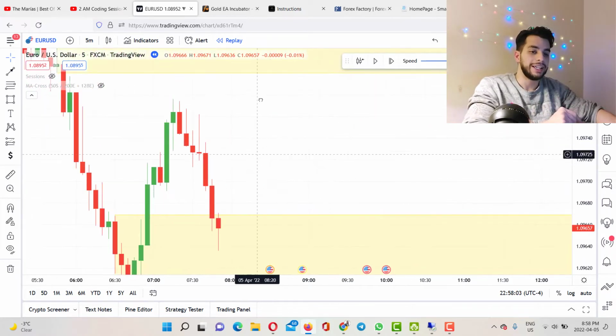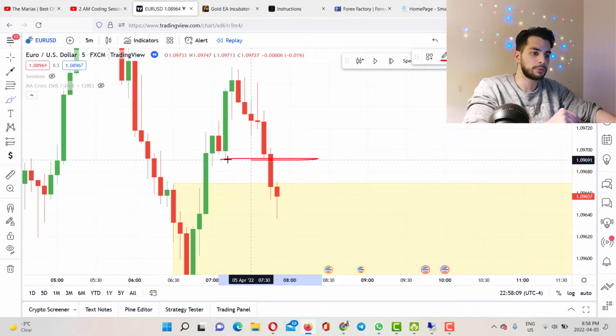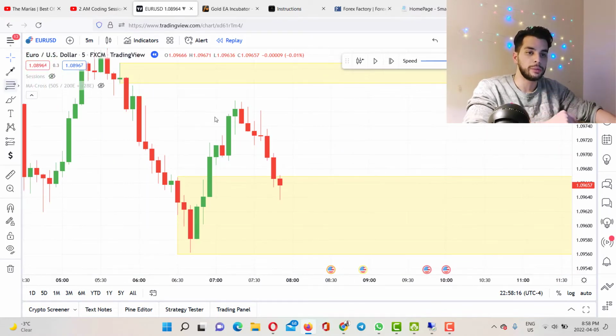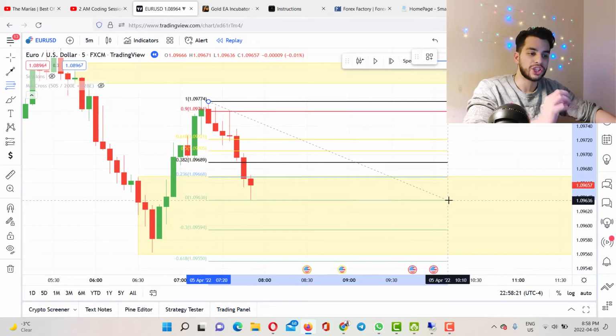Second of all, it actually had a break of a structure. Look at this. This is our support that got broken. So the price literally came down, had a break of a structure. So in this case, when you have a break of a structure, you can draw your Fibonacci level from where it started all the way where the correction wants to start.